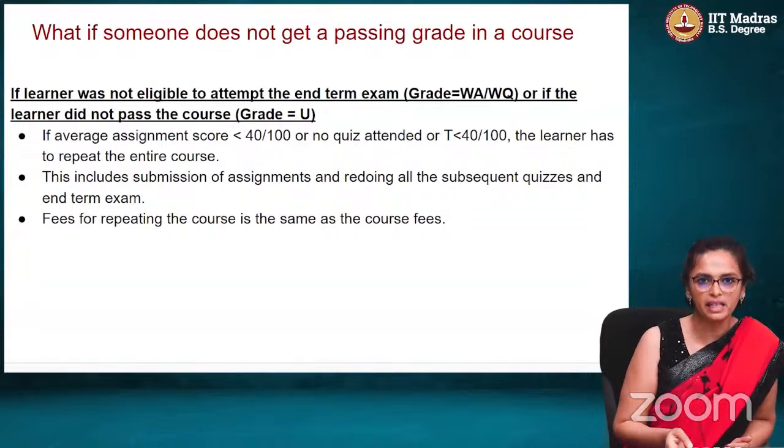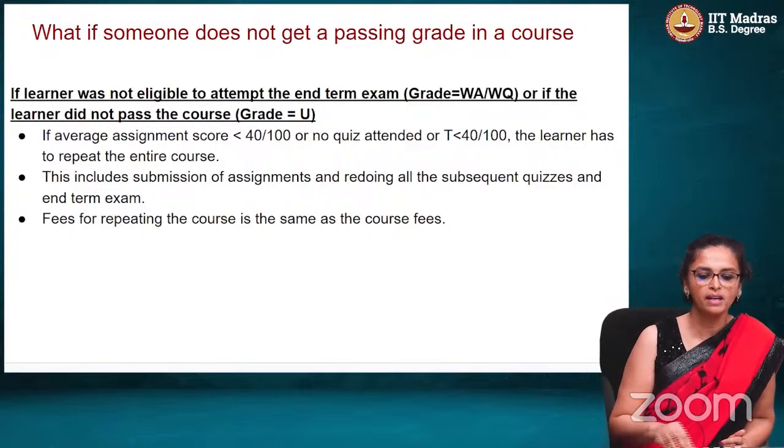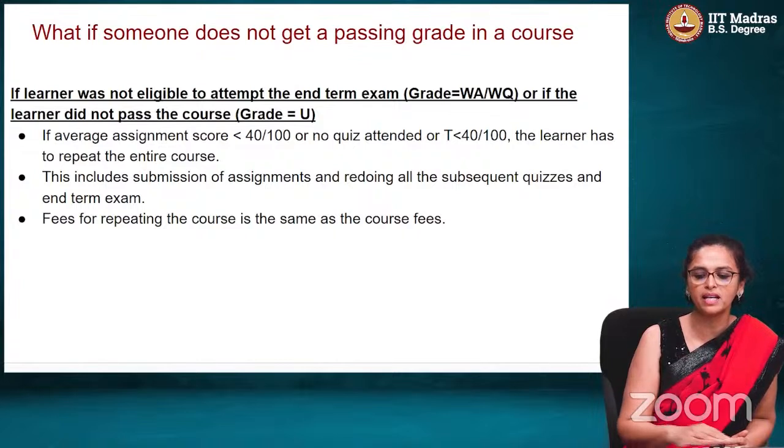You have to do the weekly assignments again. You have to become eligible to get the hall ticket to the final exam based on the conditions for that course. Then go attempt it and pass the course. Okay. So, this is what is said here, and it includes submission of assignments, redoing all the quizzes and the interim exam.